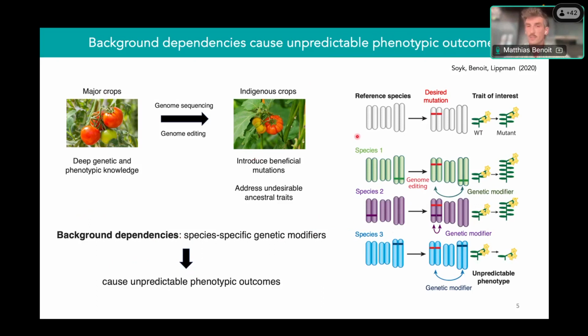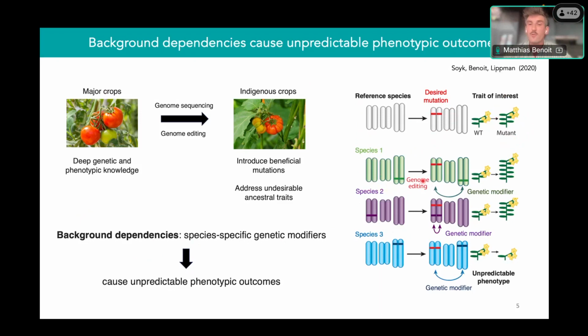In the example you see on the right, you have your reference species, let's say tomato, in which you have a desired mutation that will, for example, induce an increase in flowering time, which is a trait of interest in tomato. The idea is that by introducing this mutation in related species, such as other indigenous crops in the Solanum, we would achieve the same phenotypic outcome using the same mutation. This could be done relatively easily using genome editing.